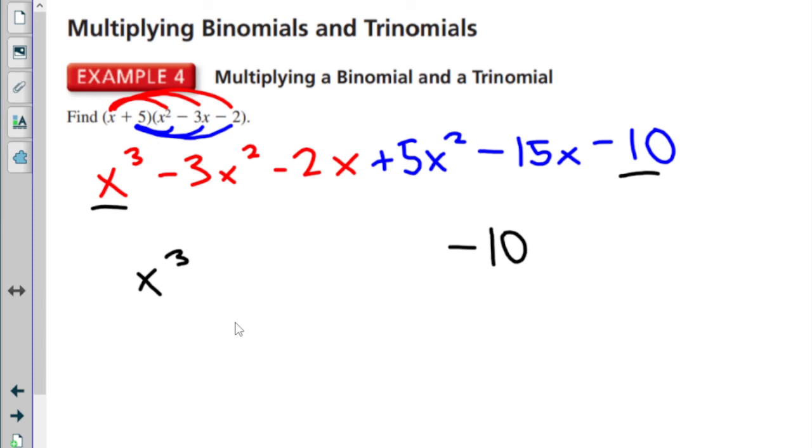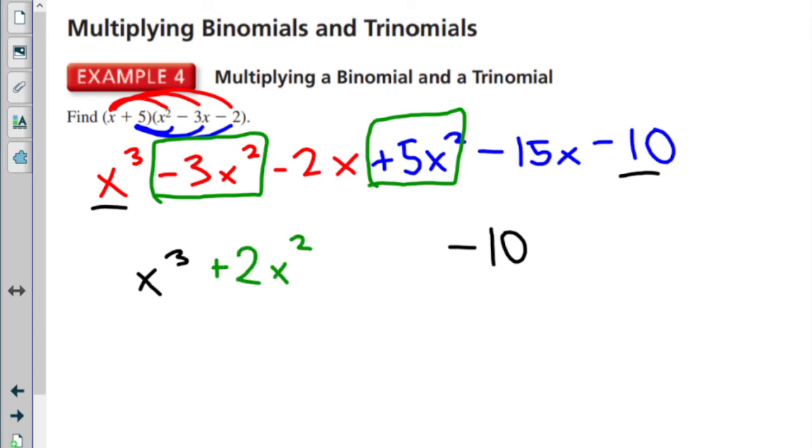However, there are some other terms that we can put together. We've got a negative 3x squared. We have a positive 5x squared. So I could combine those together, same way I can combine x terms together. We have negative 3 plus 5, and the positive is going to outweigh the negative. And we're going to have a 2x squared. That comes from adding. So once again, our middle terms are going to come from adding.